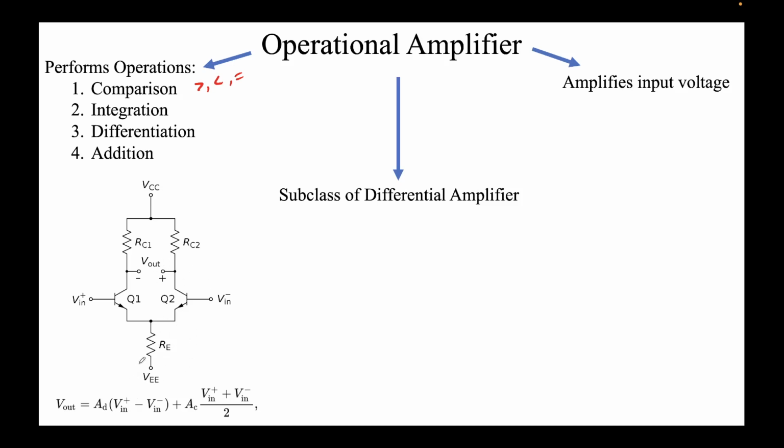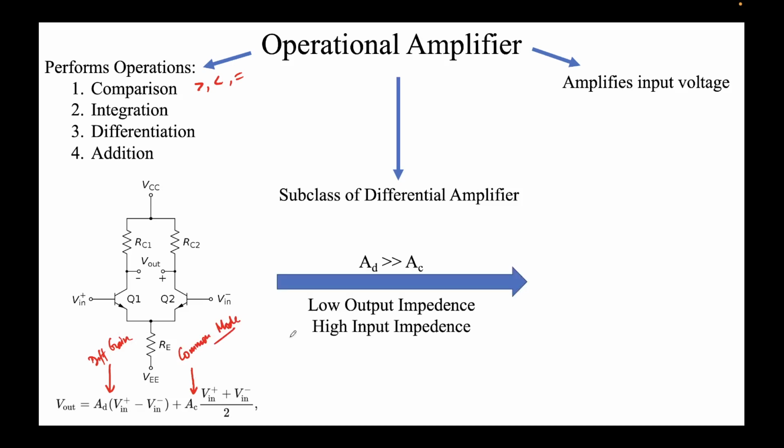Now it is to be noted that there are two terms here of importance to us. One is this AD term, the other is this AC term. The AD term is known as the differential gain, while the AC term is known as the common mode gain. So this is a differential amplifier.